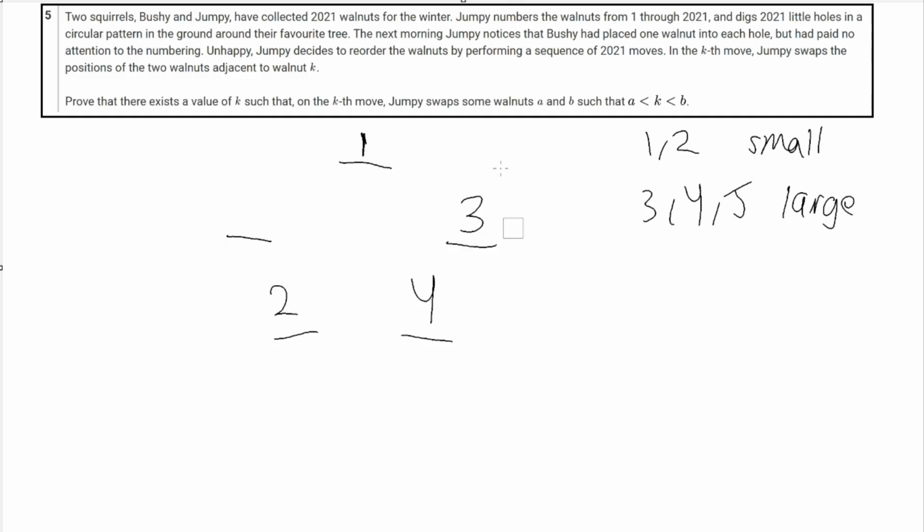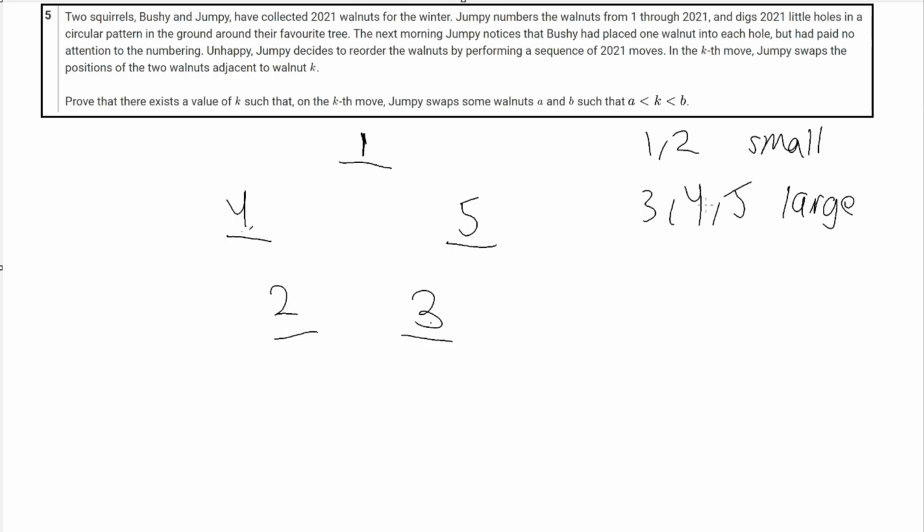So that gives us 2, 5, and 3. So that's 3 and 5. On move 2, we end up swapping 2 large walnuts again. So that gives us 4 and 3. Now on move 3, that's when we swap a small walnut and a large walnut. And that means that we're done.